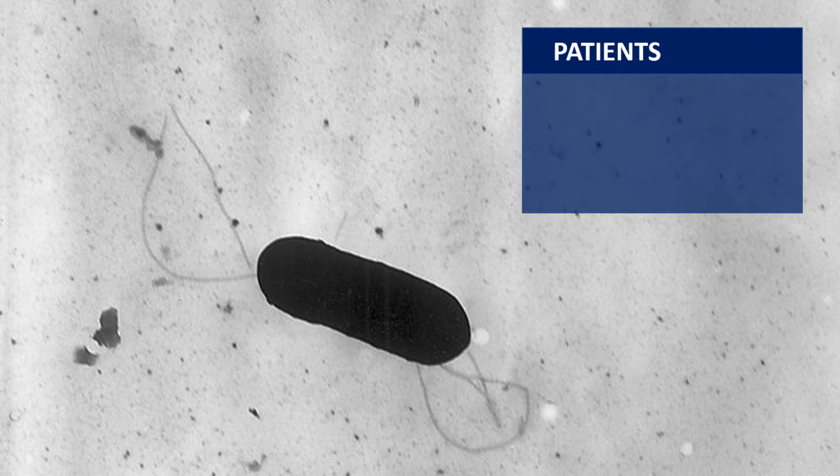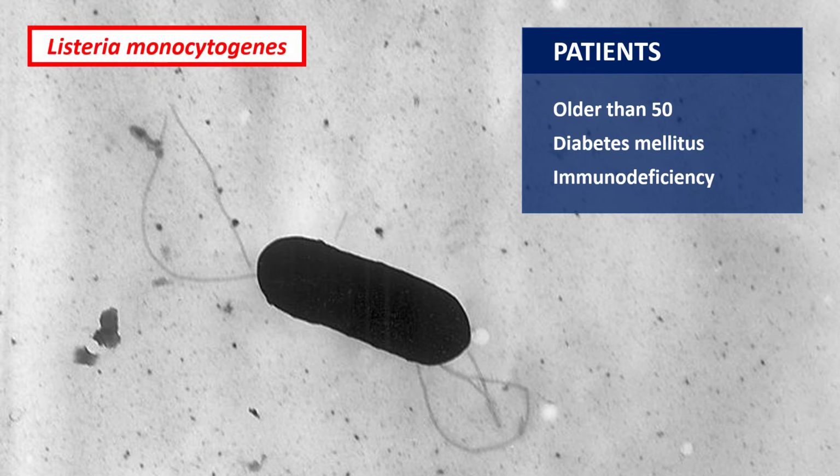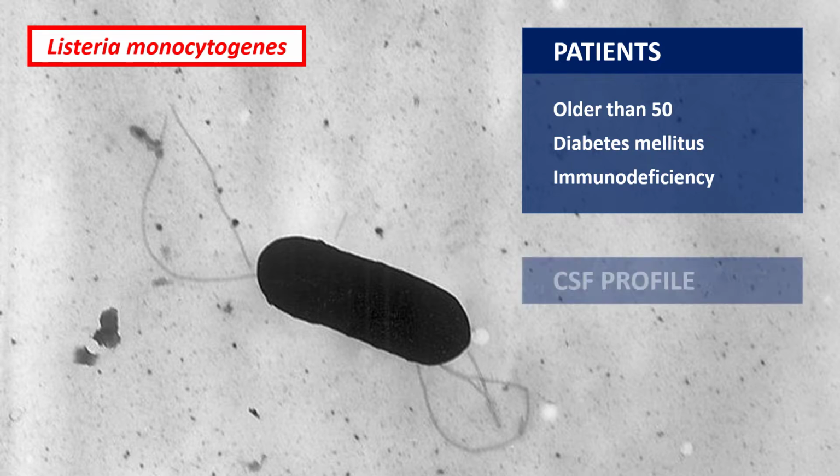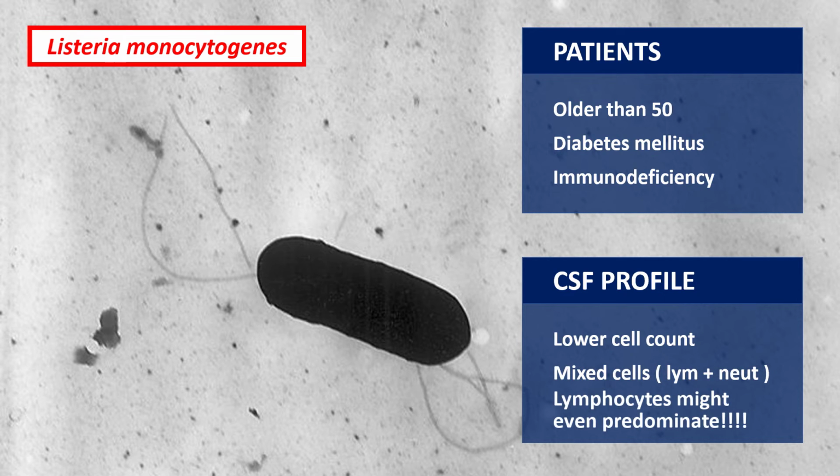In people over 50, people with unregulated diabetes, or especially people who are immunocompromised, one of the more common causes of bacterial meningitis is Listeria monocytogenes. And in meningitis caused by Listeria, oftentimes you will find less impressive pleocytosis. So instead of tens of thousands of neutrophils, you might find 1 to 2,000 cells, and not all of them will be neutrophils.